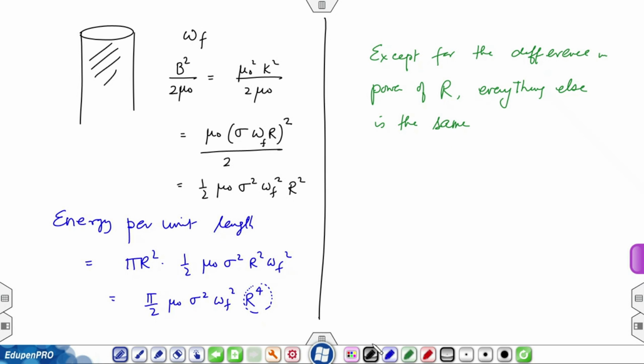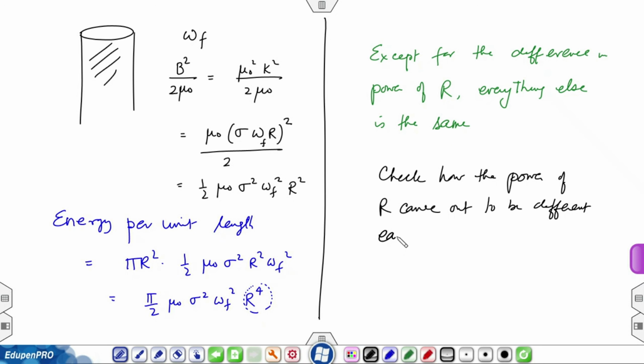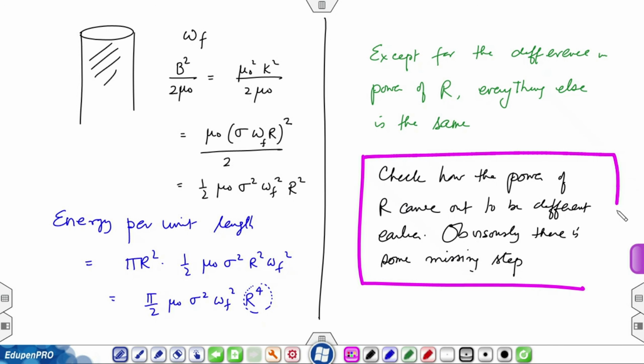So, let me leave you this: check how the power of r came out to be different earlier. Obviously, there is some missing step that I will leave for you to do.